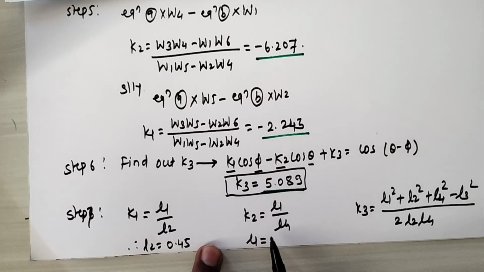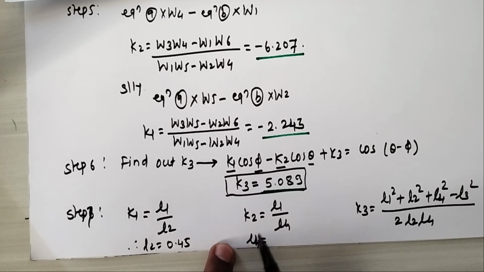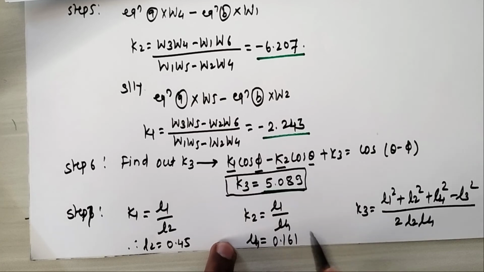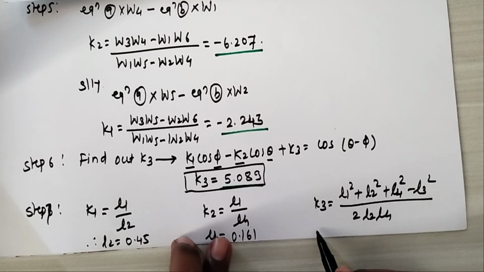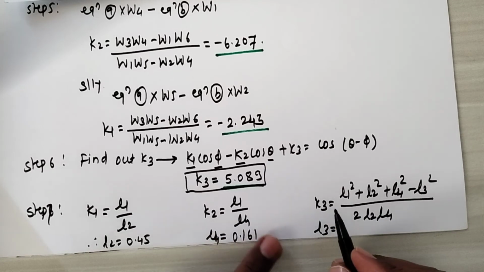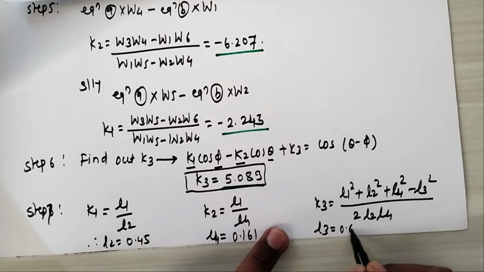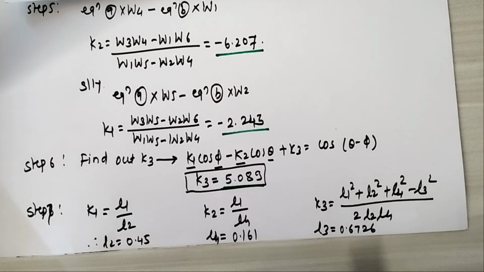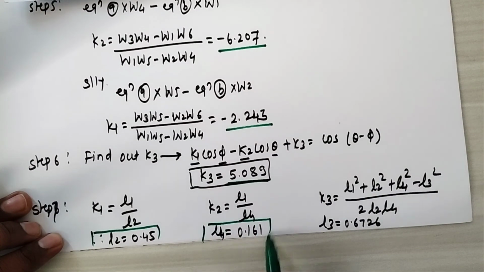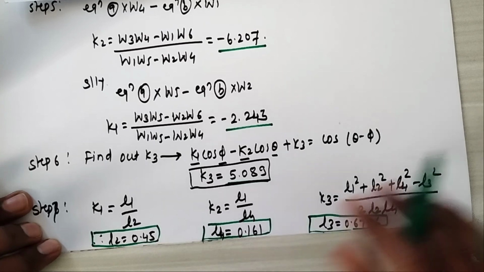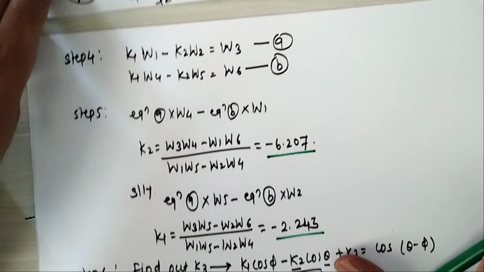Similarly we can find out L4 as K2 is known, sorry, it is L4, it is 0.161. And here also K3 is known, L2, L4, L1 are known, we get the value of L3, so L3 is 0.6726. Likewise L1 is known to you, and we find L2, L4 and L3. So we determine the link lengths of the 4-bar mechanism by using this analytical method, that is using kinematic coefficients. I repeat the procedure once again.